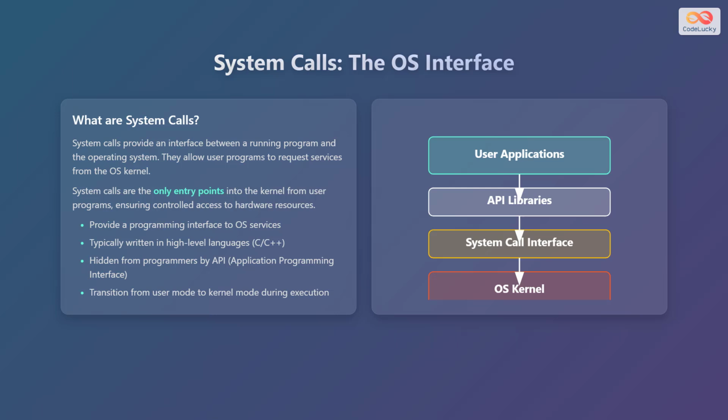They provide a programming interface to operating system services and are typically written in high-level languages like C or C++. They are hidden from programmers by the application programming interface, and they transition from user mode to kernel mode during execution. Here is a diagram which shows the different layers starting from user applications, followed by application programming interface libraries, then the system call interface, and finally the operating system kernel.